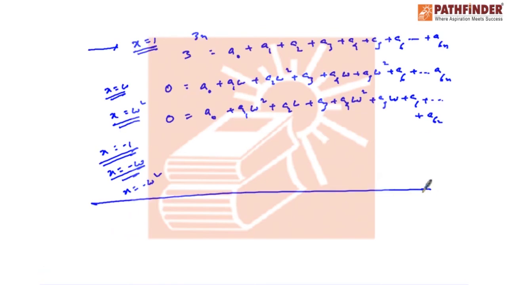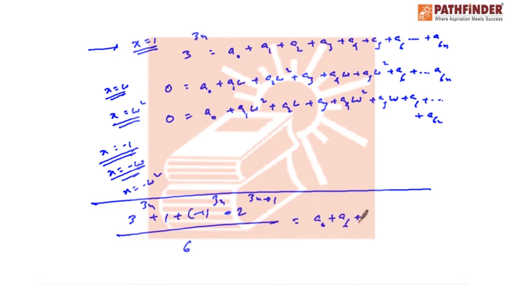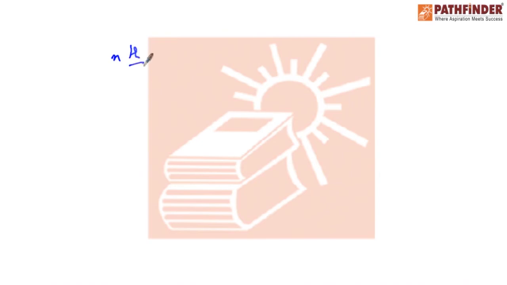Adding all of those series, we will get 3 to the power 3n plus 1 plus minus 1 to the power 3n multiplied by 2 to the power 3n plus 1 whole divided by 6. This is equal to a0 plus a6 plus a12 up to a6n. Hence. Now we talk about the nth roots of unity.